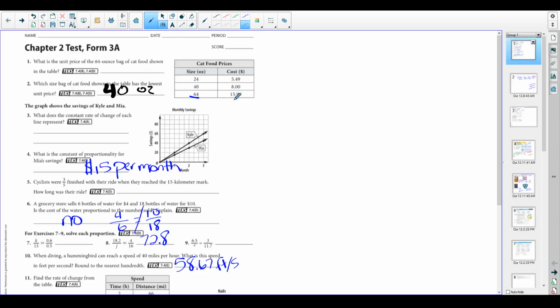So here is 64 ounces. Anytime we see unit price, or really any sort of unit rate, we divide. This is the review. So anytime you have money, you're going to want to put that inside the house. Instead of $15.99, to make this easier, let's just call it 16.